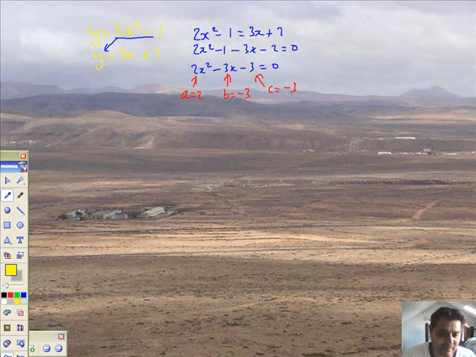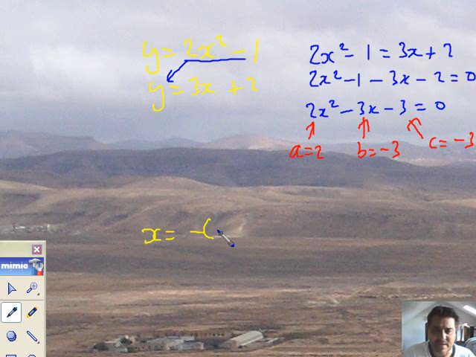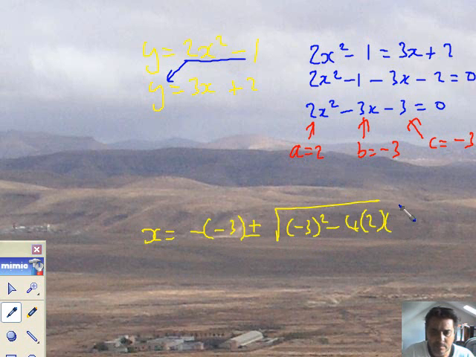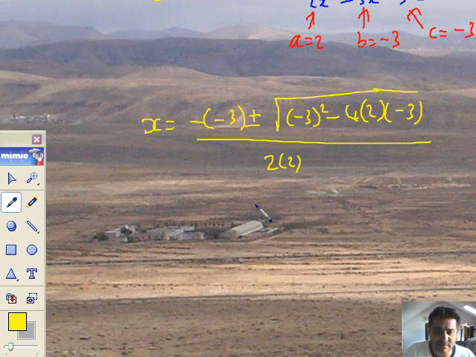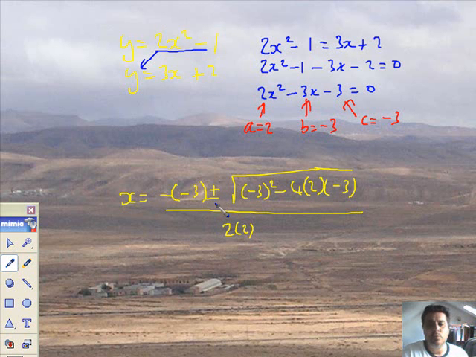Now, I'm not going to quote the formula. I'm just going to stick it straight in. So x equals minus b, and b is minus 3. So it's minus 3, plus or minus the square root of b squared, which is minus 3 squared, minus 4 lots of a times the c. Alright, I'm just substituting, and then divide the whole thing by 2 lots of a. Now the reason we get 2 answers, of course, is because we go down the plus route, we get 1 answer. We go down the minus route, we get another answer.